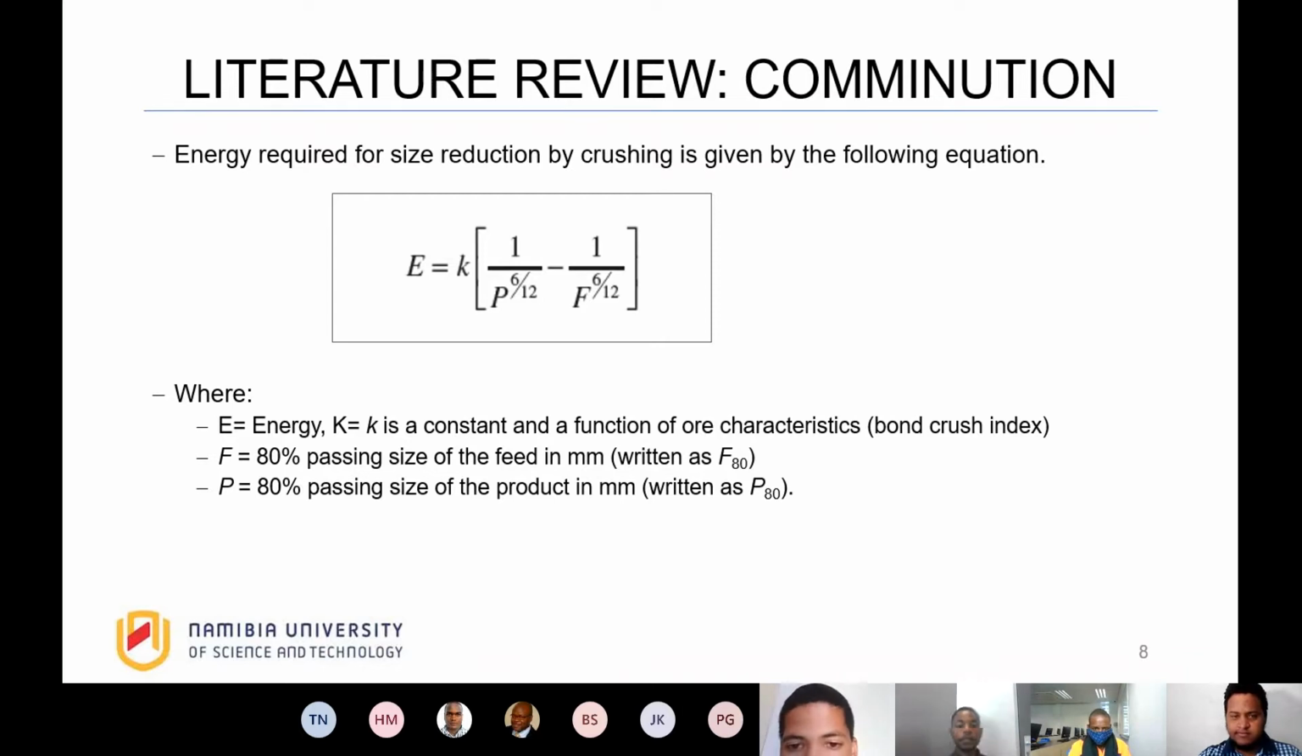The K is a constant of the ore characteristics, which is usually calculated using tests, like the pendulum test and the dropping test, which is incorporated in the formula to come up with the constant. When you look at the Bond formula, it's similar to the work index. In this case, we call it the Bond crushing index.